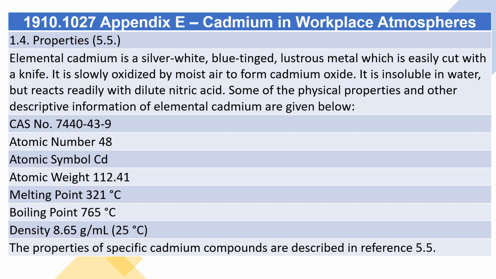CAS number 7440-43-9, atomic number 48, atomic symbol Cd, atomic weight 112.41, melting point 321 degrees Celsius, boiling point 765 degrees Celsius. Density 8.65 g/mL, 25 degrees Celsius. The properties of specific cadmium compounds are described in reference 5.5.